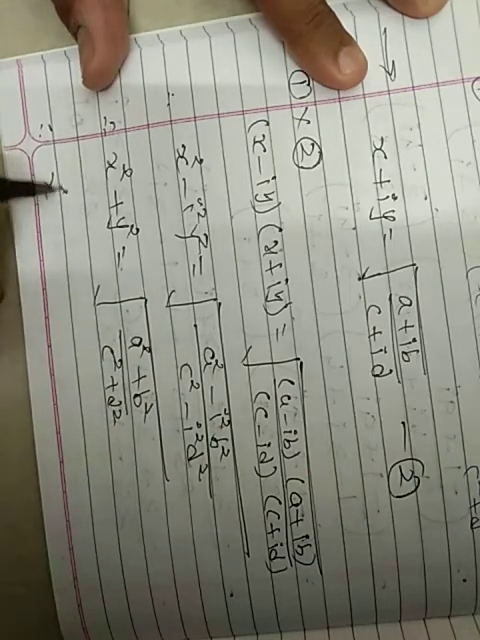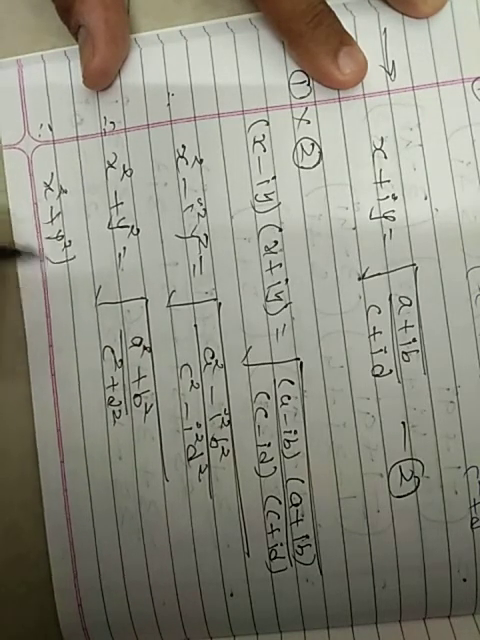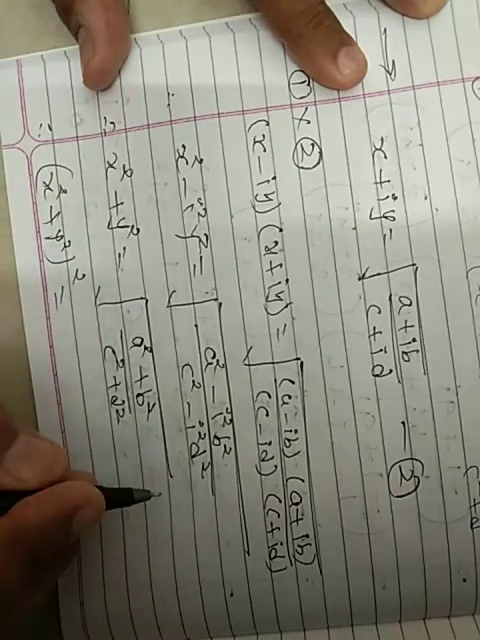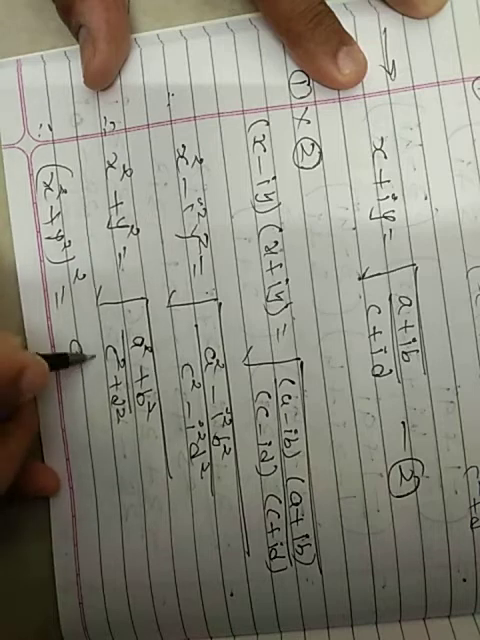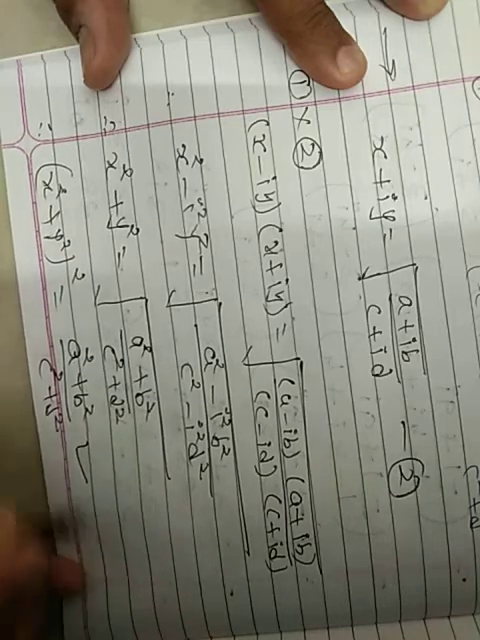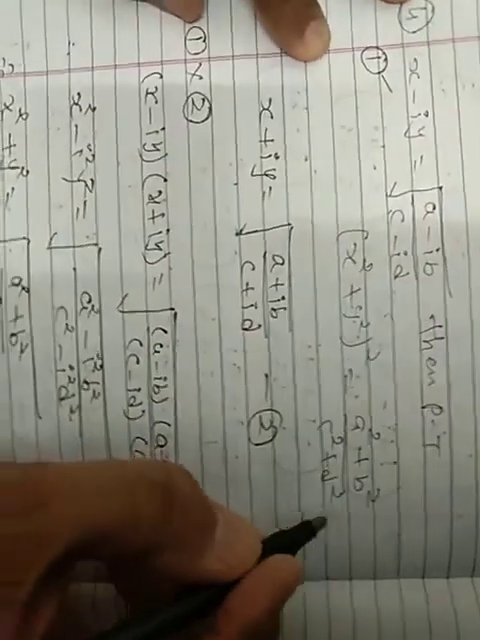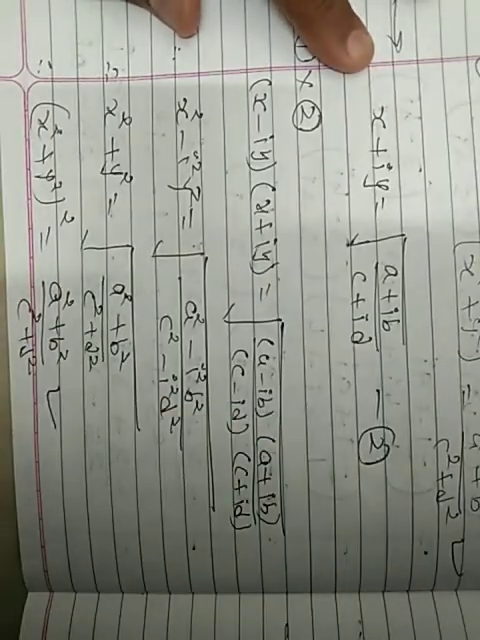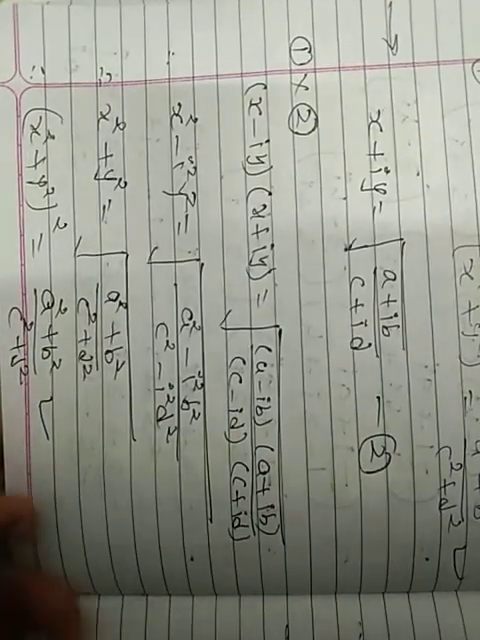Let's square both sides: x square plus y square, whole square. That's why the square root is removed. a square plus b square upon c square plus d square. This is your answer. Okay, example complete. Very easy example.